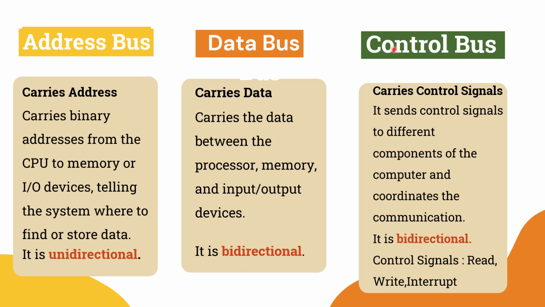And the last one is the control bus. The main function of the control bus is to carry the control signals. The control signals are responsible for coordinating the communication between the different components of the computer system. The different control signals are the read signal, write signal, the interrupt signal, and the clock signal. These are some of the control signals which will be used for coordinating the communication between the different components, and it is also bidirectional.